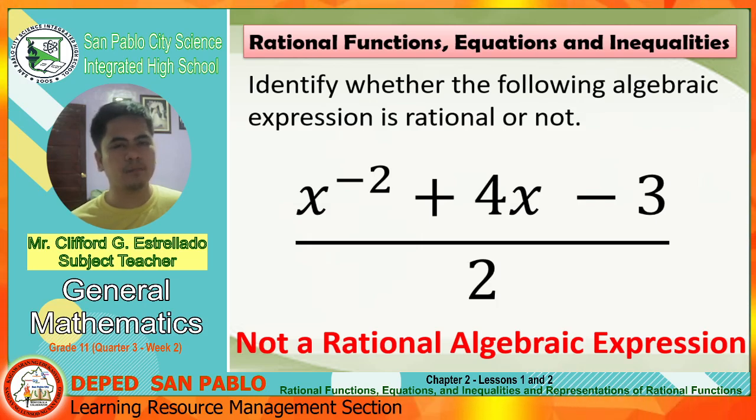When we say whole number, it is 0, 1, 2, 3, 4, so on and so forth. Okay? So meaning, it is not a polynomial if the exponent is a negative number or if it is a fraction or decimal. So we cannot consider that as polynomial. Okay?